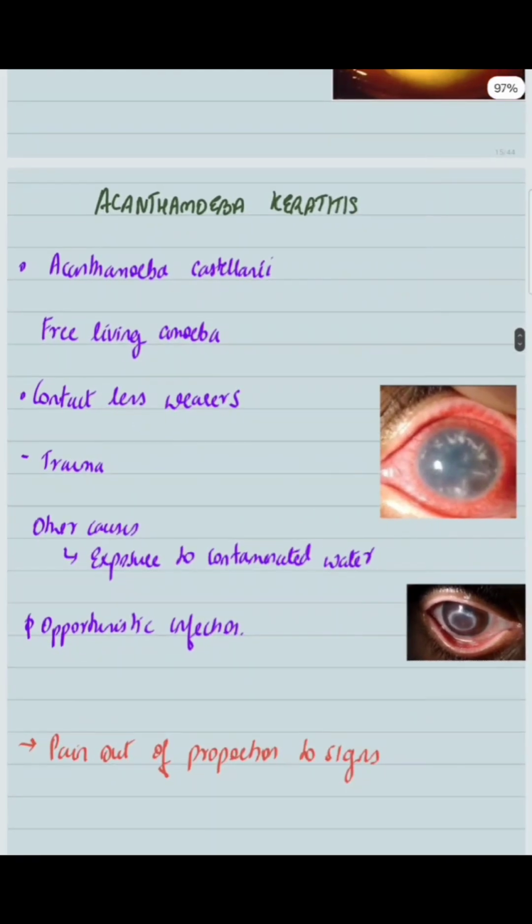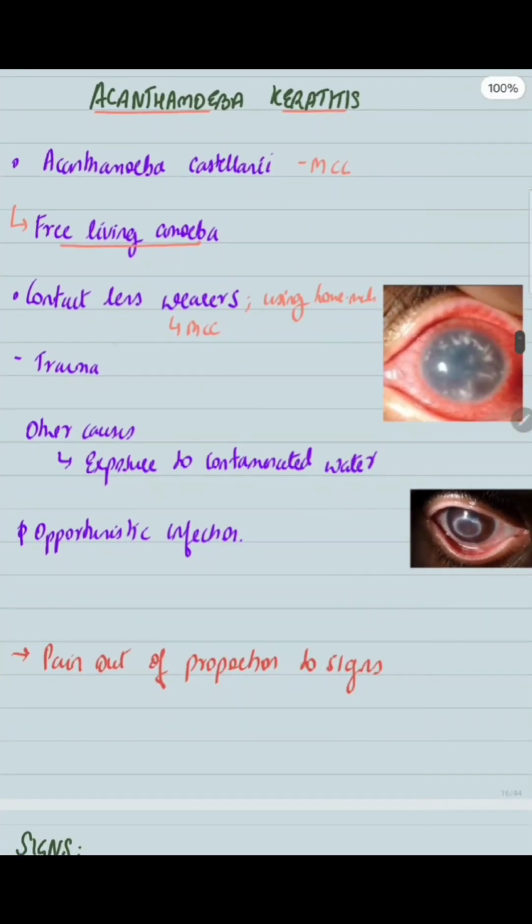Next is acanthamoeba keratitis. Acanthamoeba castellani is the most common cause. It does not require a human host to complete the life cycle, hence it is known as a free living amoeba. It is usually seen in contact lens wearers using homemade saline. Homemade saline is the most common cause in developed countries. Trauma with contaminated vegetable matter is the most common cause in developing countries.